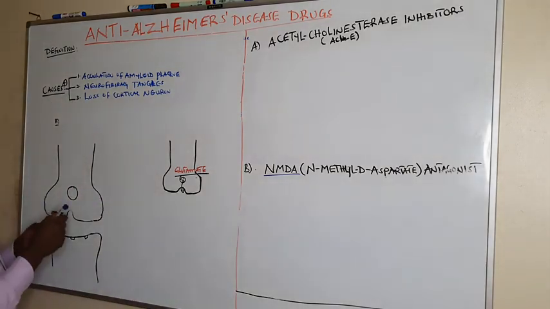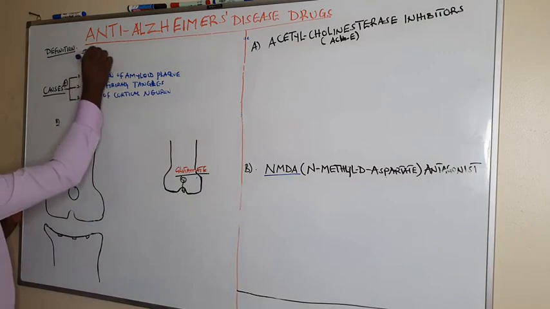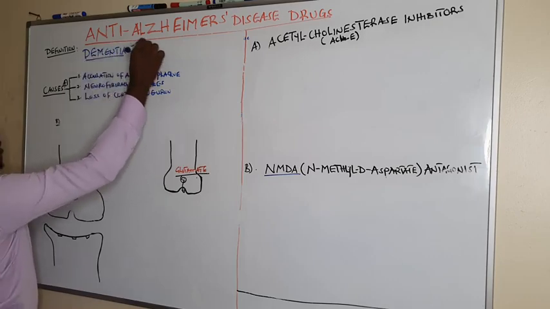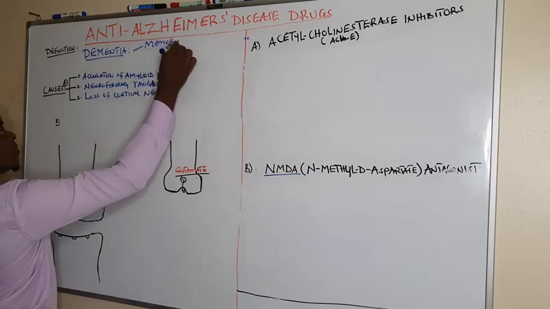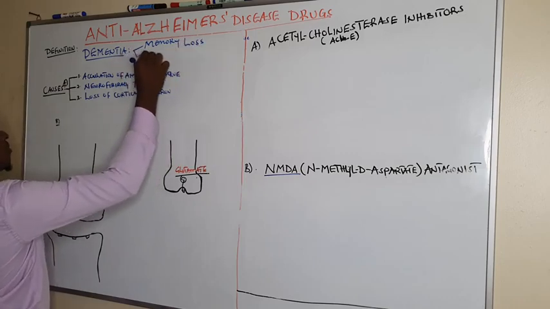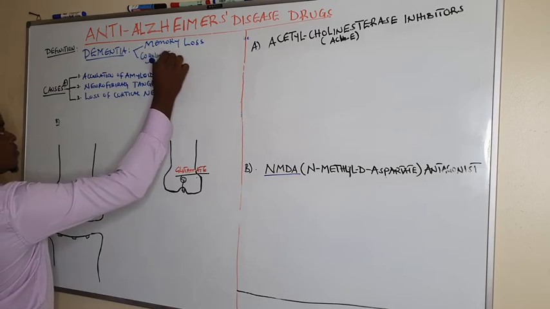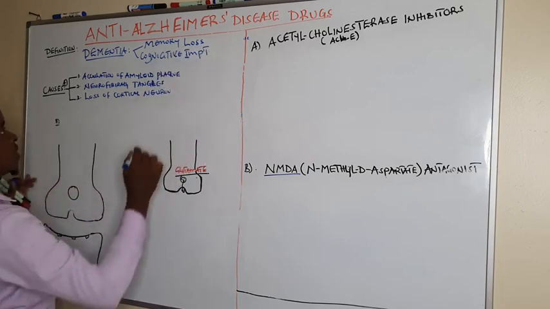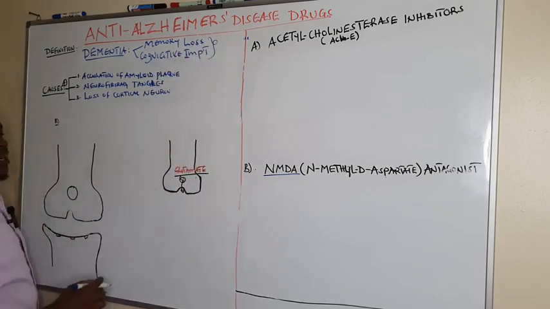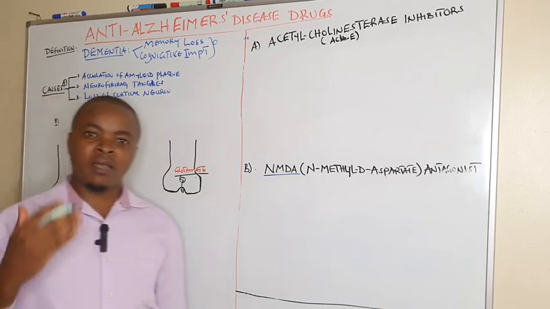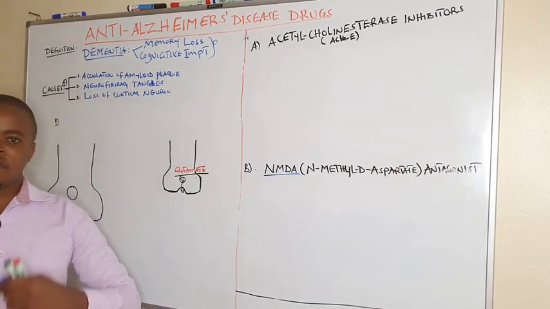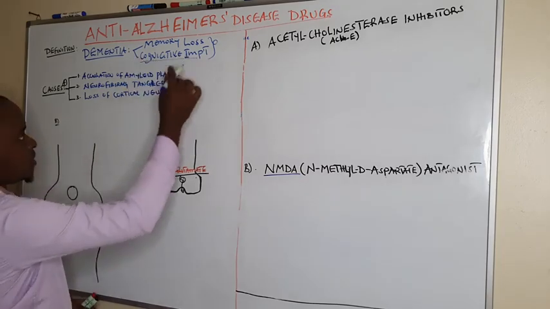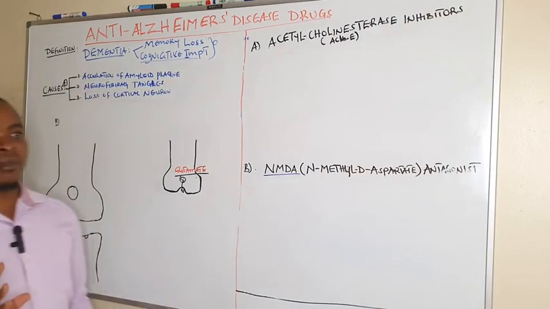By definition, Alzheimer's disease is a form of dementia characterized by memory loss and cognitive impairment. So these people with Alzheimer's disease have dementia, which is characterized by memory loss, whereby someone forgets easily, especially in the elderly, and cognitive impairment, loss of judgment. That is what we can call Alzheimer's disease.